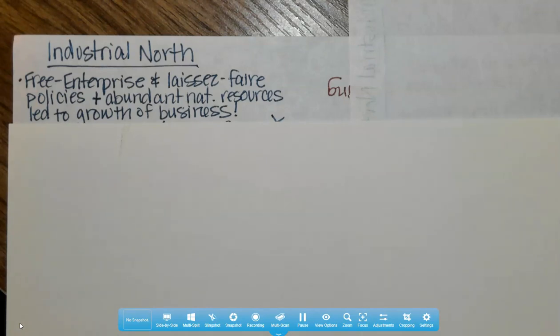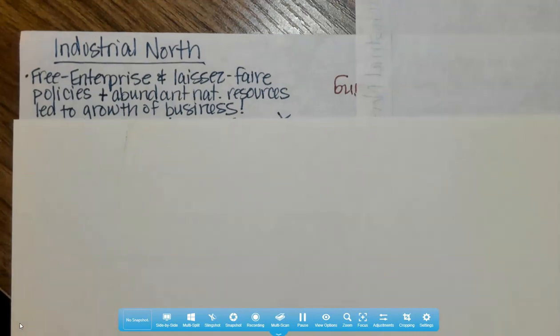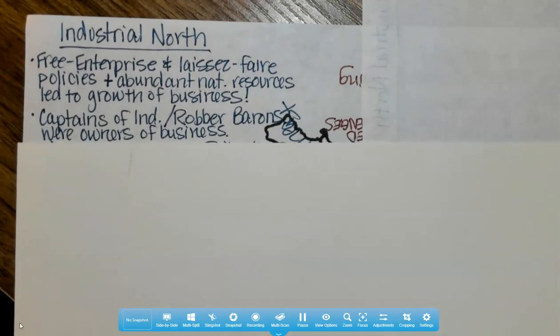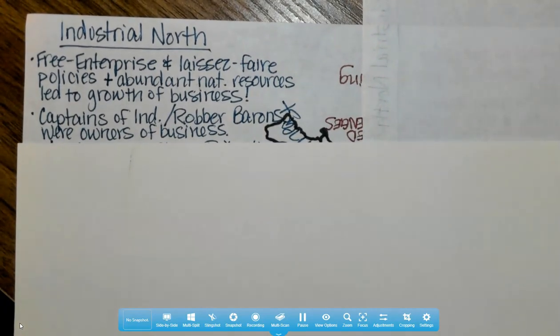It had plenty of natural resources, and it had a whole lot of entrepreneurs. So people who wanted to start their own companies, people who wanted to start their own businesses, they are going to be the center of what is being created. So free enterprise and laissez-faire policies plus abundant natural resources led to the growth of business. Okay? Now, if you remember, these were our captains of industry.